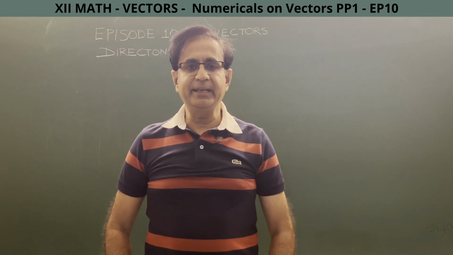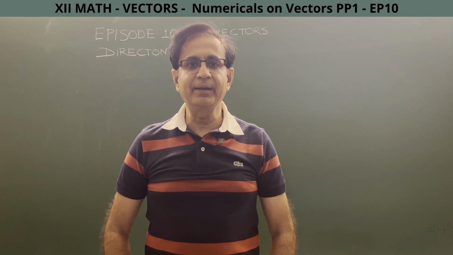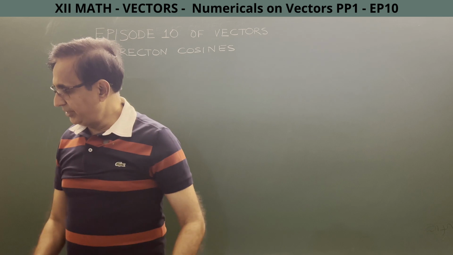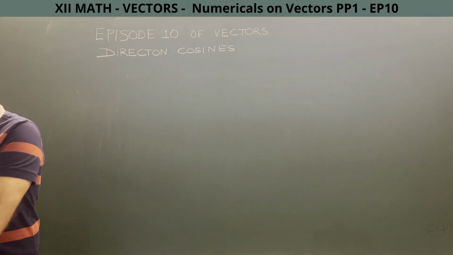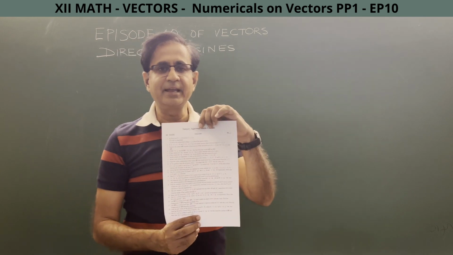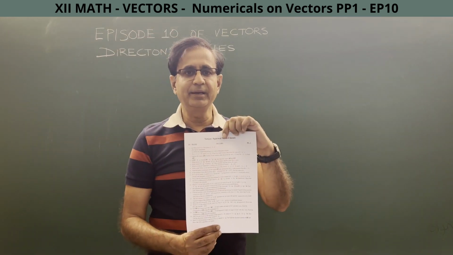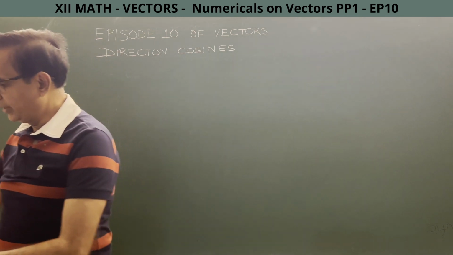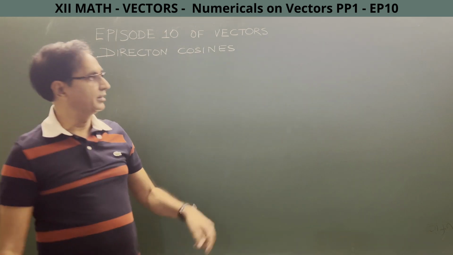In episodes 6, 7, 8 and 9 we have been doing an assignment called practice paper 1, in which there are 22 questions. We have already done 21 questions. The link of this assignment is in the description. You can download it from there. We had already done question number 21 in the previous episode, episode number 9.